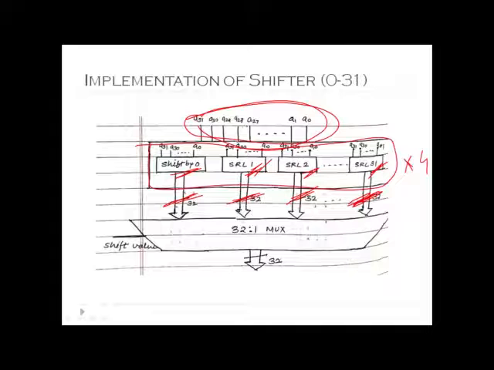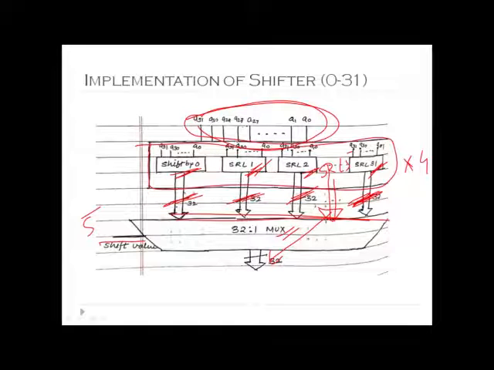Now there will be one shift operation. Suppose I want to shift this data by 5, then it will select the SRL5 output out of these 32 inputs. It will select the SRL5 output, which is the fifth input of this mux, and it will appear here, right? So this is how the shift output is selected. You are generating all the outputs, and out of them only one is selected to the output, right?